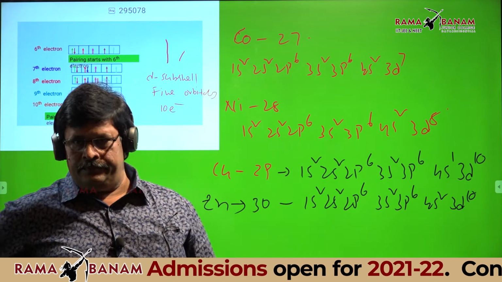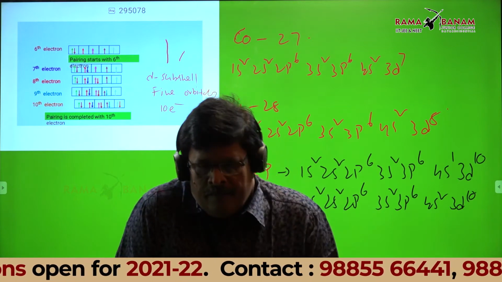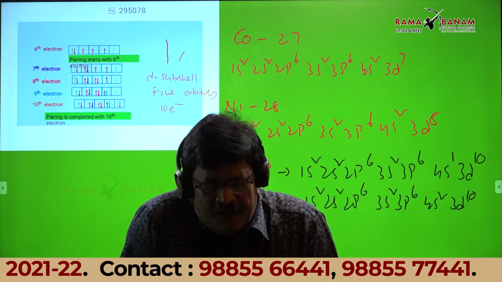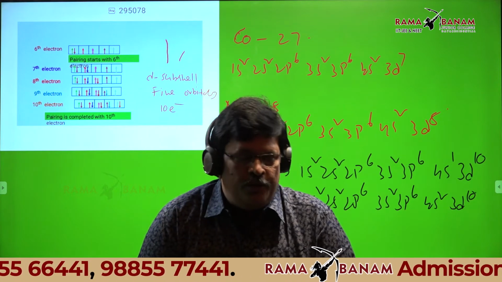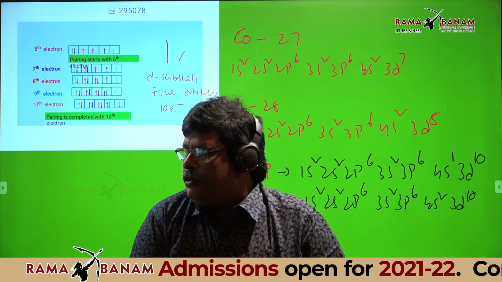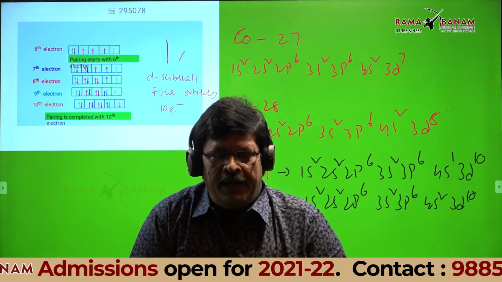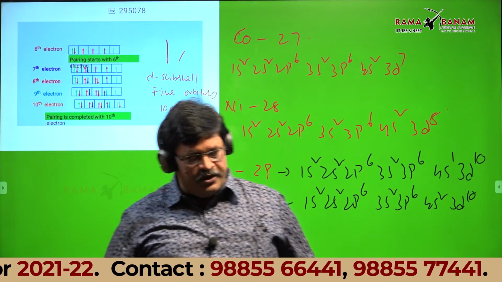Students, read, go through all. Today, after your classes, better in the afternoon session, you practice one more time the electronic configurations of 1 to 30 elements. And you go through the rules which are to be followed in writing the electronic configuration. That is Aufbau principle, Pauli principle, and Hund's rule.